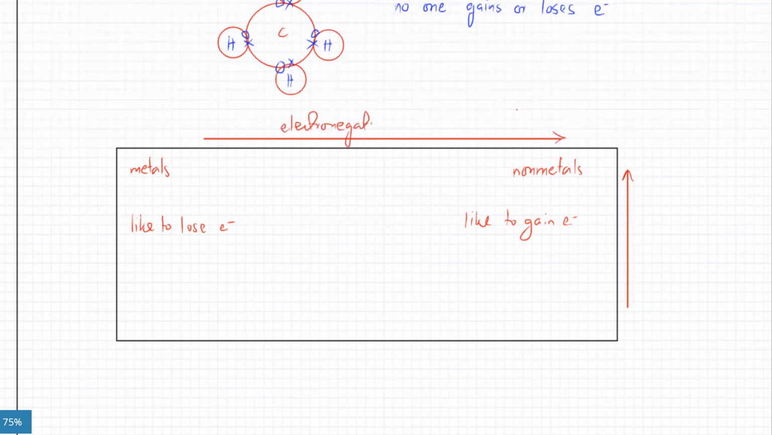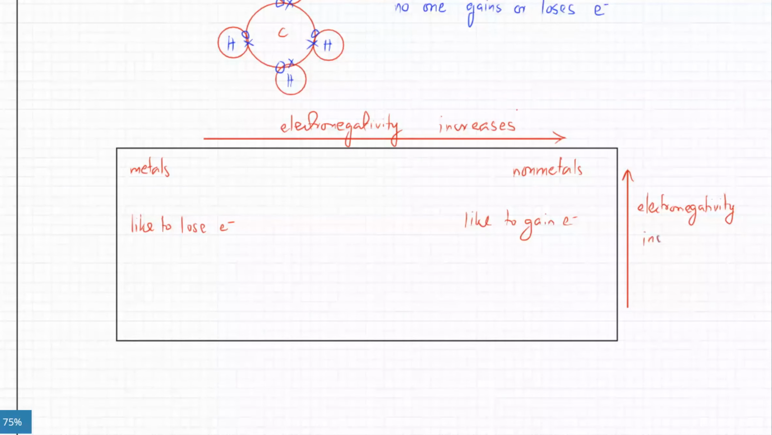Now, electronegativity is the tendency for an atom to actually gain electrons. And that electronegativity increases on the right side. When you move to the right of the periodic table, the elements become more electronegative. And it also increases when you move to the top. Smaller atoms are more electronegative.